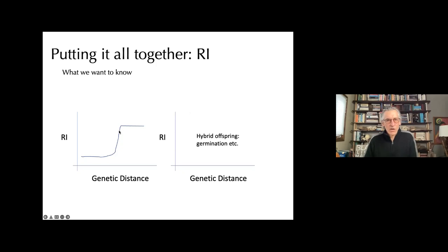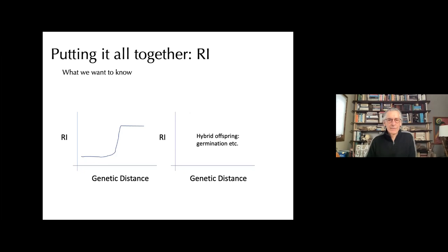We also want to know how genetic distance and geographic distance determine reproductive isolation arising through seed size differences and then the consequences of seed size differences. That is to say, fitness differences. So in germination, in early survival, et cetera. So those are the sorts of things we're working on now.